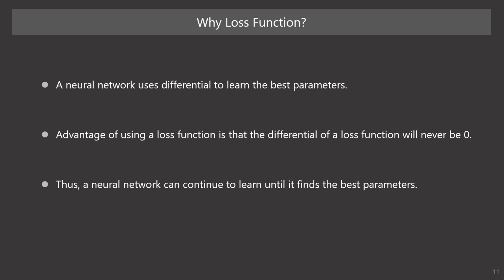The advantage of using a loss function is that the differential of a loss function will never be zero. So, a neural network can continue to learn until it finds the best parameters. On the other hand, the differential of the accuracy rate with respect to the parameters will be zero in most cases. This explanation relates to the gradient method, which is a commonly used method for a neural network to learn parameters.